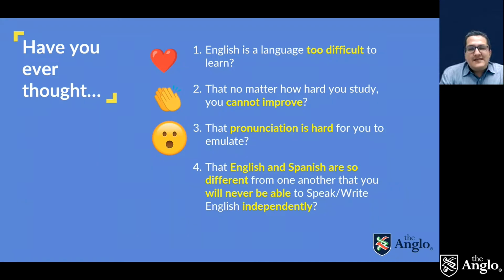And have you ever thought that English and Spanish are so different from one another that you will never be able to speak or write English independently? If so, react with the laughing emoji, please. I guess people are not very much into drama today, Emily, or they're very, very certain of themselves, which is a good thing. Well, either that or they haven't found the reaction button. But I don't think that's the case, so don't worry.